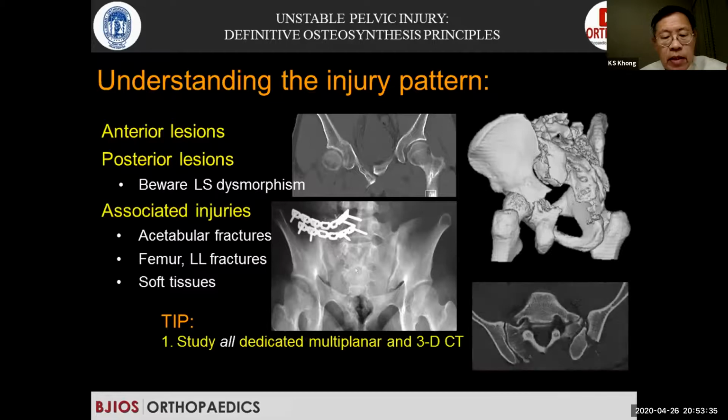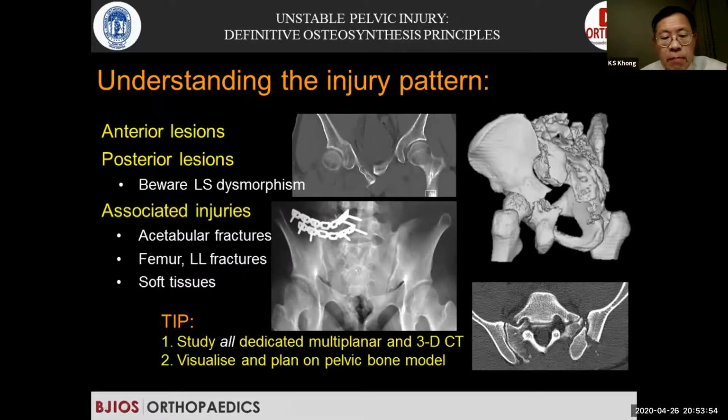The tip is to study all dedicated multiplanar CT. So looking at this CT on this side, you will see that there is both a right-sided and a left-sided injury. Both of them are completely different and may need a laminectomy for this sacral fracture. And visualize and plan on a pelvic bone. Up to today, I still look at the pelvic bone and then decide on what I'm going to use. And then I have in my mind what implants, and particularly important are the steps that you are going to take and to tell your team about it.